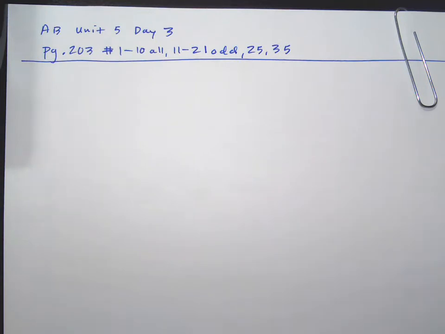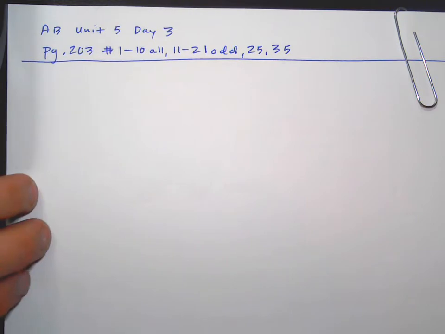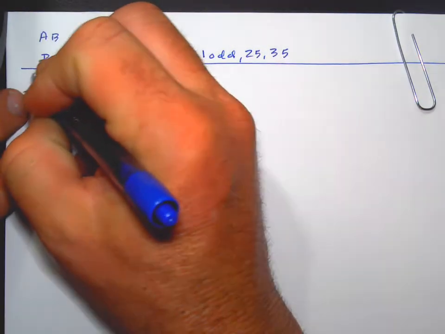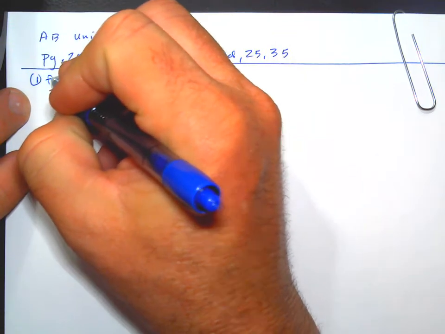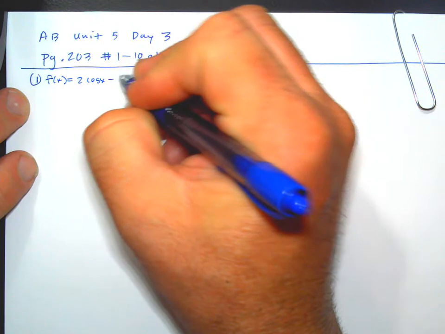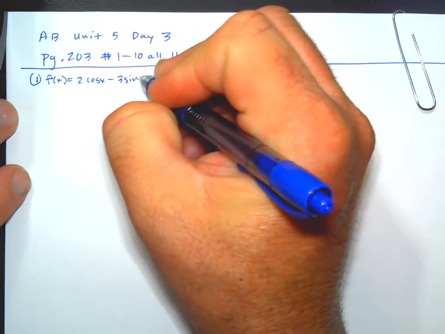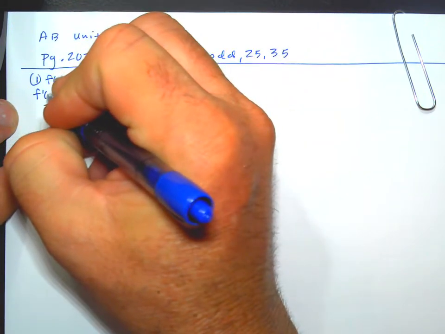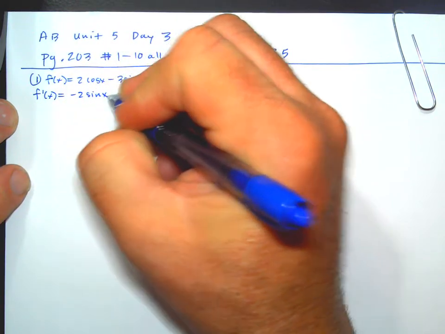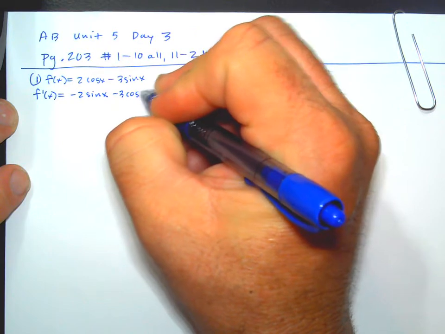So, bunch of practice with trig derivatives for sure, also mixed in with some of the other rules that we've been learning. So number one, you're given a function. You should write the problem down. And then we're going to take the derivative. It's going to be negative 2 sine x minus 3 cosine x, and that's it.